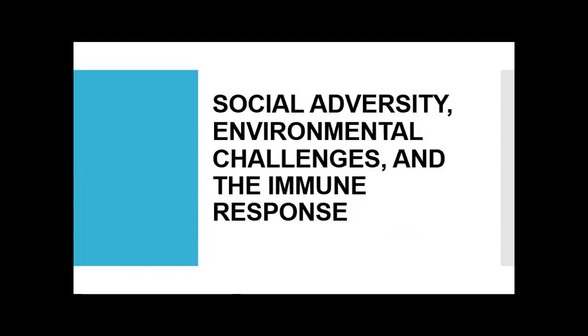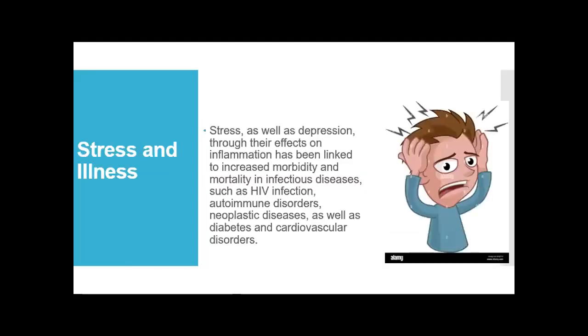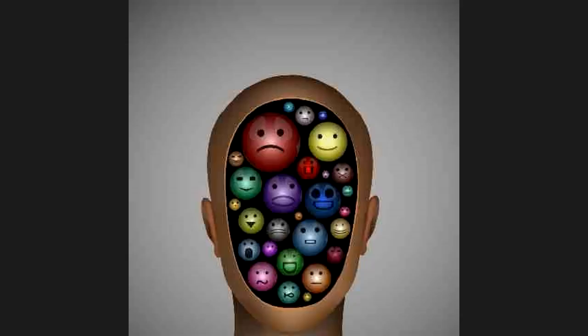Now we will talk about social adversity, environmental challenges, and the immune response. First, we'll talk about stress and illness. Now, stress as well as depression, through their effects on inflammation, has been linked to increased morbidity and mortality in infectious diseases, such as HIV infection, autoimmune disorders, neoplastic diseases, as well as diabetes and cardiac illness.